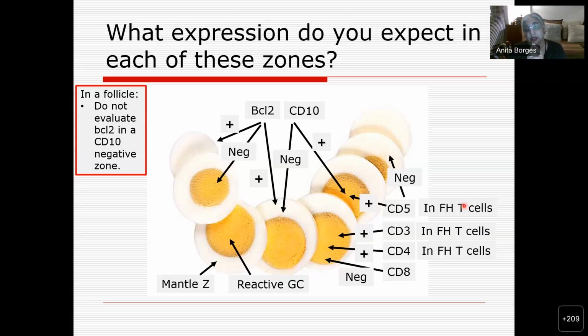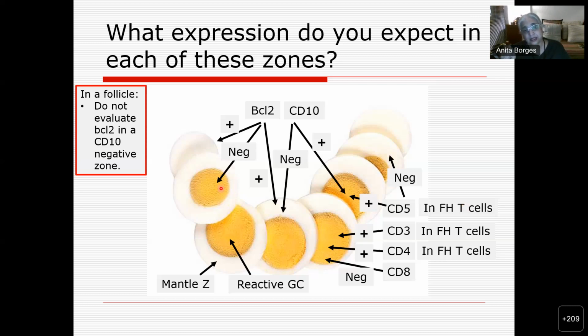That's the function of CD23, apart from the fact that it will present antigen to the B cells and the helper T cells, okay? So in a follicle, please, please, please do not evaluate BCL2 in a CD10 negative zone. I hope you've got it. The follicle centers must have CD10. Only then you can evaluate BCL2 and say whether BCL2 is positive or negative.